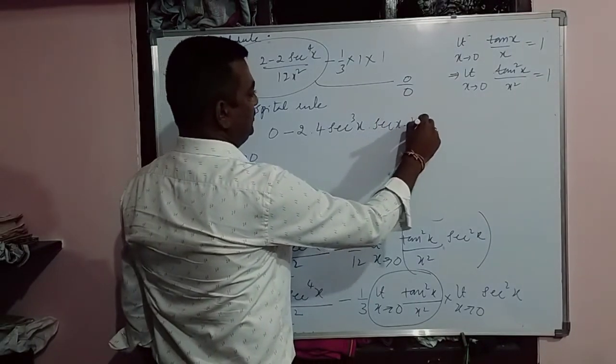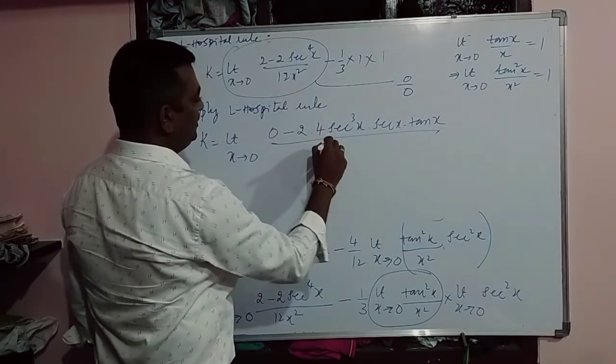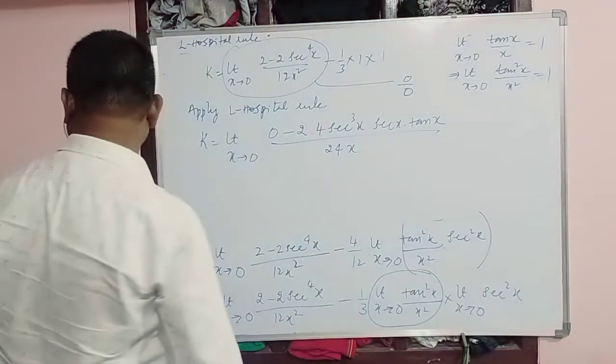So now I am applying L'Hospital rule again. So k is equal to the limit as x tends to 0, differentiation of 2 is 0, minus 2 times the differentiation of secant raised to 4x, 4 secant cube x into differentiation of secant x, which is secant x tan x, divided by 12 twos are 24x.